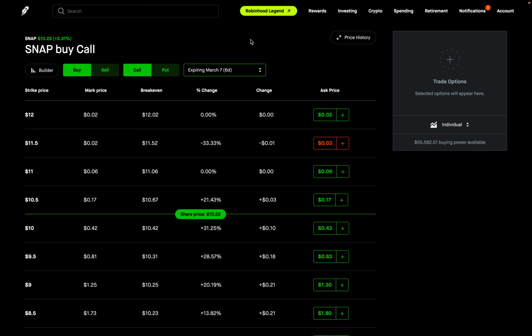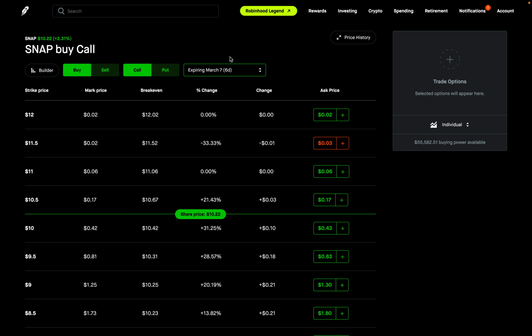Next, we want to determine what price we believe the stock will be below at expiration. So at expiration on March 7th, what price do we believe SNAP will be below? Because again, we're bearish here. So let's say we think SNAP will be below $9 a share at expiration.